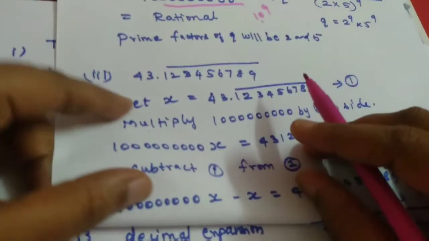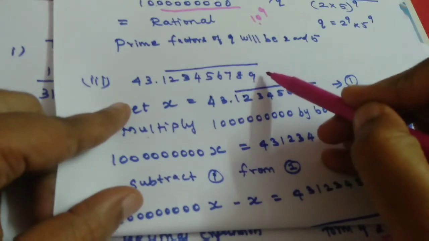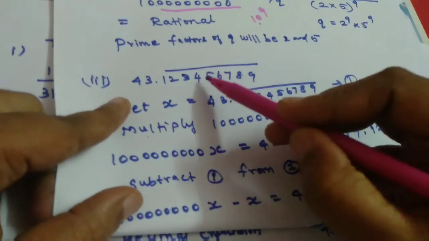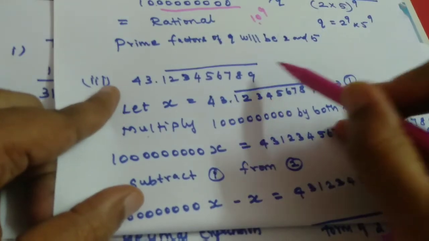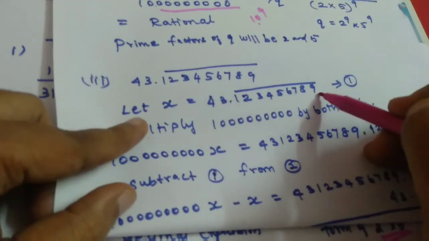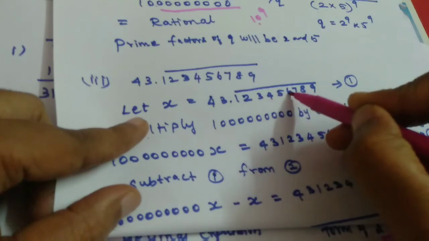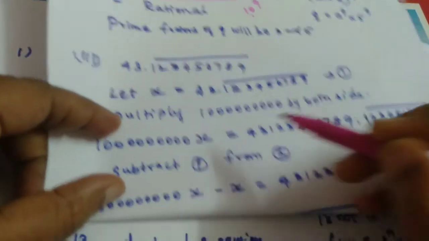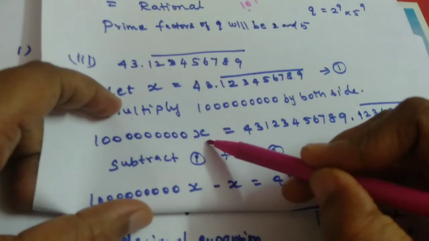So the next number, the third one, is 43 point... It is non-terminating but repeating. Okay, repeating. The bar means these many digits are repeating. So I take the given number as x. How many digits are repeating? 1, 2, 3, 4, 5, 6, 7, 8, 9. So multiply both sides by 1 followed by 9 zeros, so this side also has that many zeros into x.